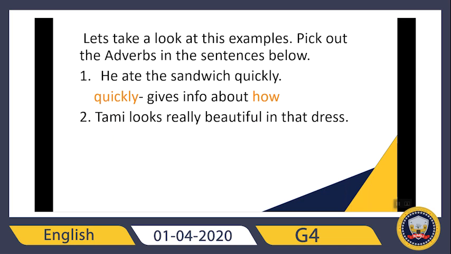Tammy is the noun in the sentence. So beautiful tells us how Tammy looks in the sentence. Tammy looks really beautiful in that dress. How does she look? She looks beautiful in the dress. How? Really beautiful. So really gives information about how Tammy looks.